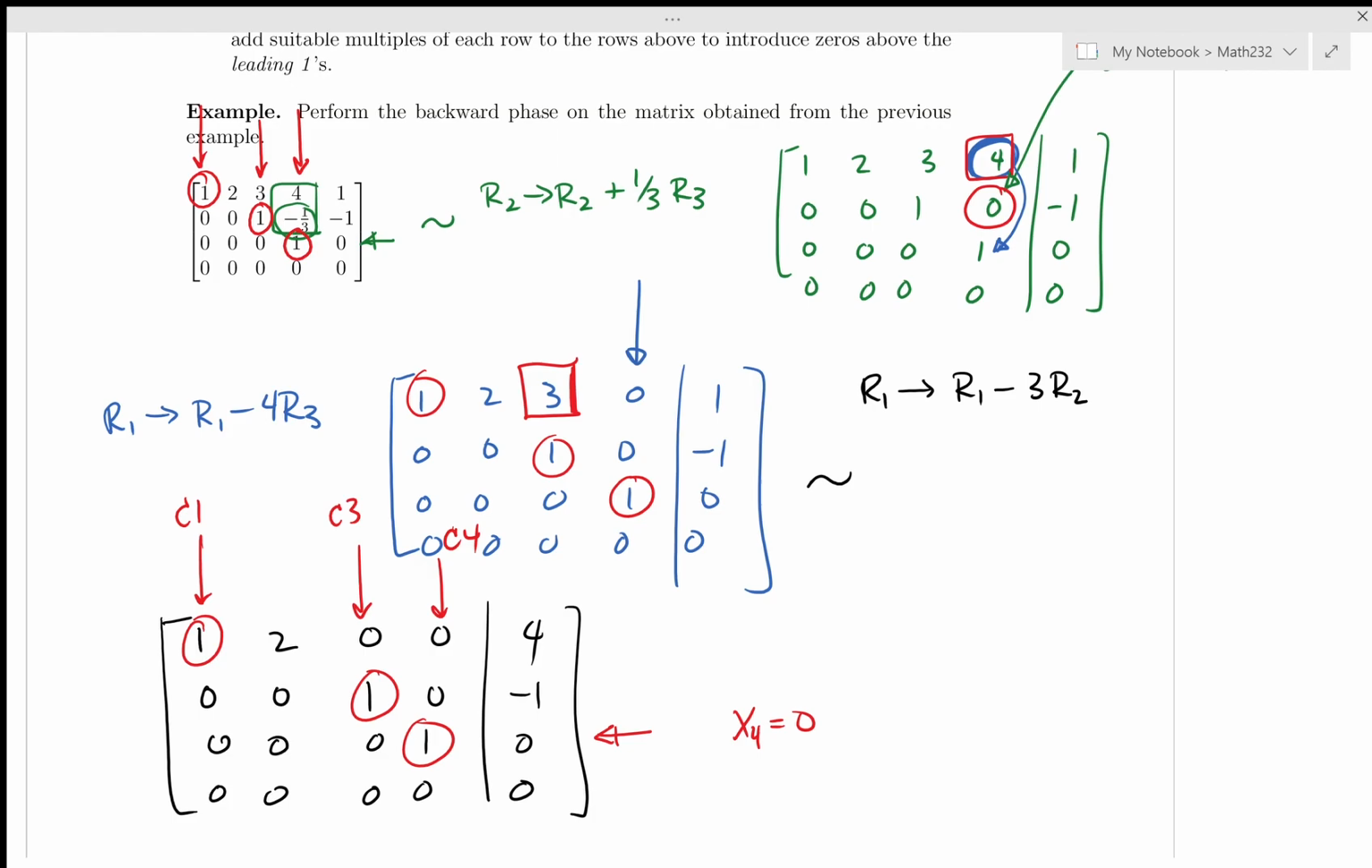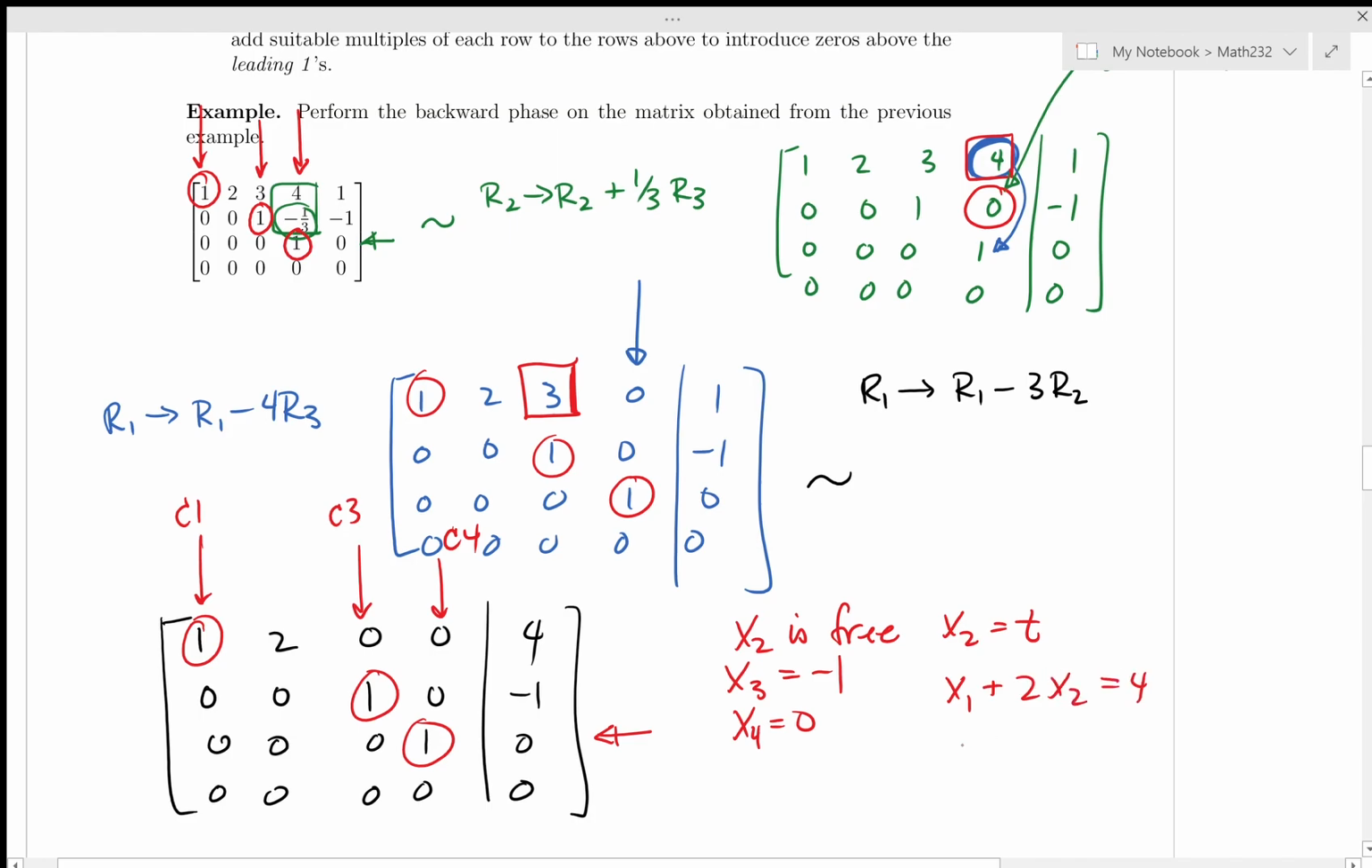Well, I'm hoping I haven't made an arithmetic error. Something's striking me as slightly wrong, but let me just assume that I have not made an arithmetic error and write out what the solution is here. I've got x3 is equal to -1, and x2 is free, so x2 will be equal to t. And x1 plus 2x2 is equal to 4, so x1 is equal to 4 minus 2t.